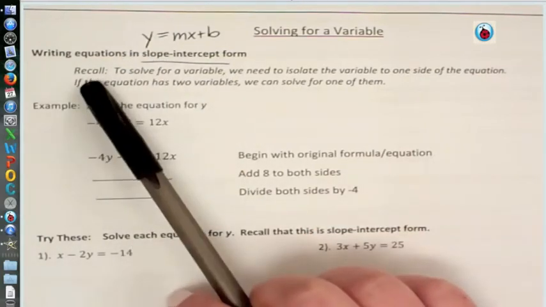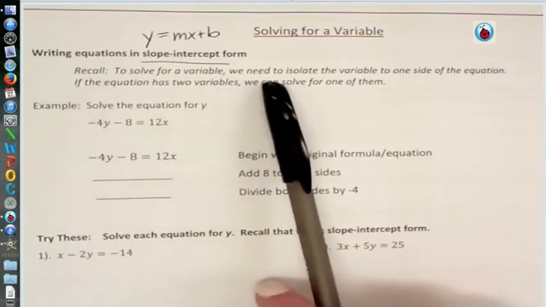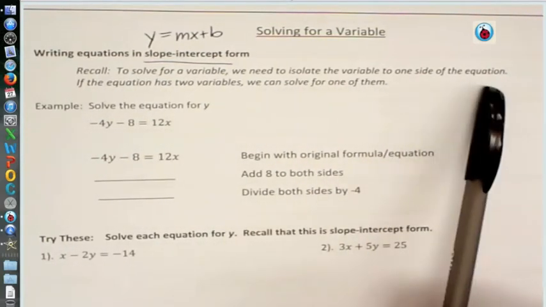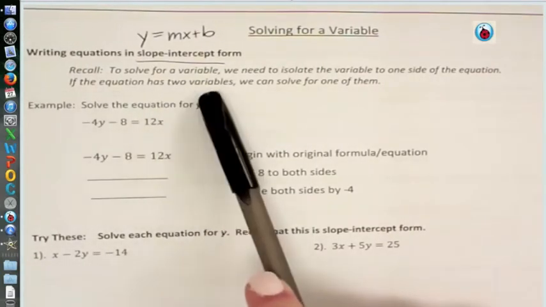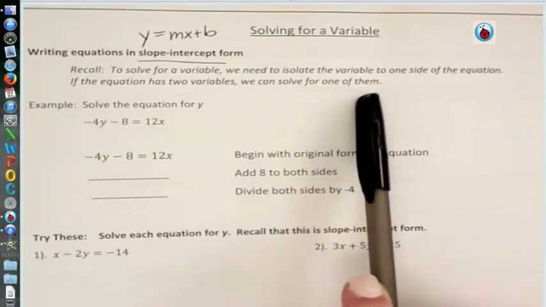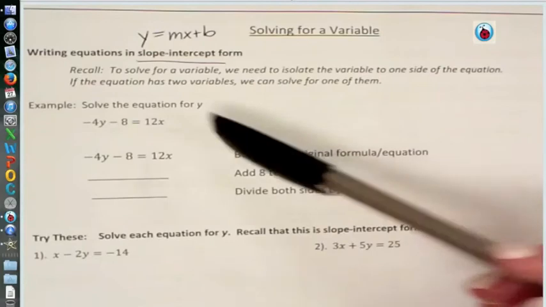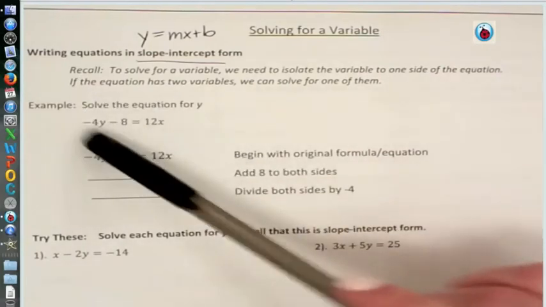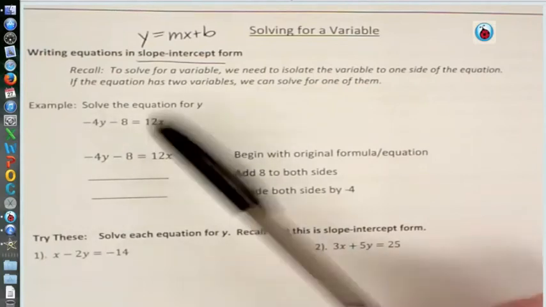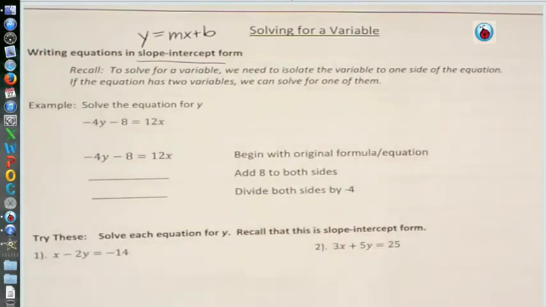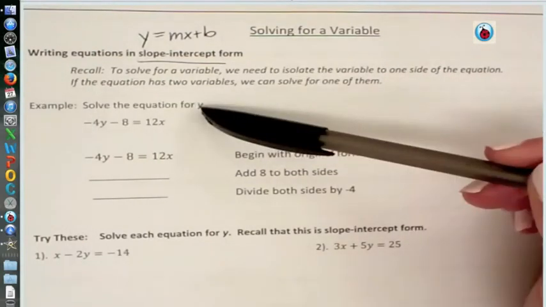That's what we're going to do right now. So just a reminder, a little hint here. Recall, to solve for a variable, we need to isolate the variable on one side of the equation. If the equation has 2 variables, we can solve for one of them. In this case, we're going to want to solve for y. So here's an example. This equation is not in y equals mx plus b format, but it does have a y, it does have an x. Let's say we wanted to put it into that y equals mx plus b slope-intercept form. So we're going to solve this equation for y.